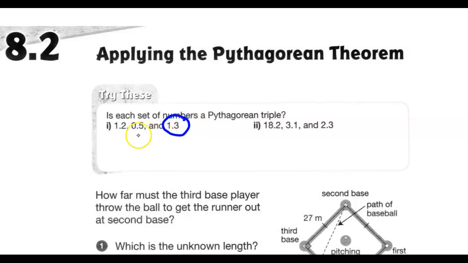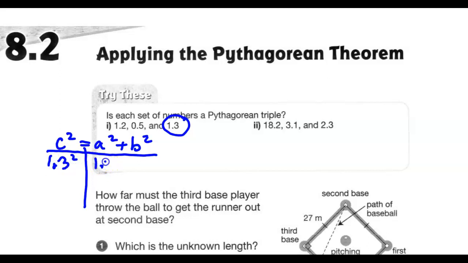And from there, you want to check to see if it's squared. So c squared, remember, equals a squared plus b squared. So I kind of like to split and do a little chart. So my c would be 1.3. So I'm going to square that. And then 1.2 squared plus 0.5 squared.